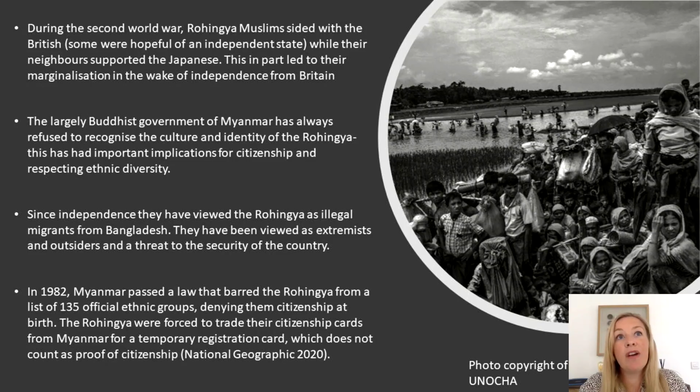The response to the Rohingya has been quite hostile, and some of this has been driven through policy as well. In 1982, for example, Myanmar passed a law that barred the Rohingya from a list of the 135 official ethnic groups, and this has the direct consequence of denying them citizenship at birth. At that time, the Rohingya were forced to trade their citizenship cards for a temporary registration card, which doesn't count as any sort of proof of citizenship. That has massive implications for mobility. If you can't prove your citizenship, it makes it really difficult to travel and move for employment opportunities.